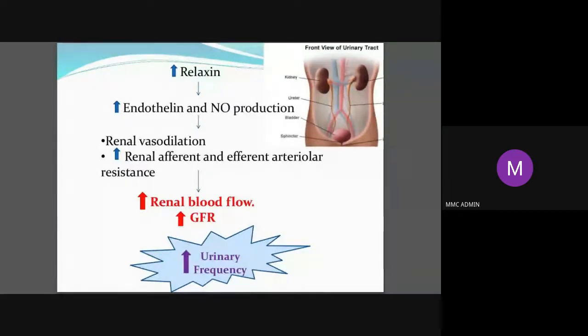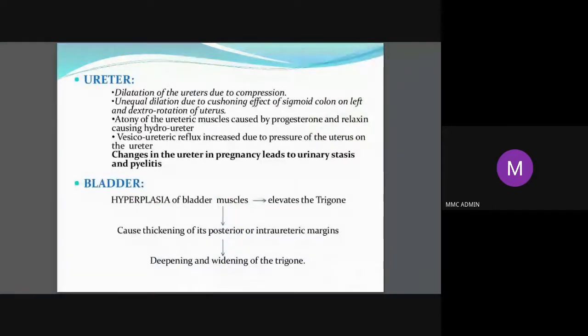Usually in the mid trimester, the patient doesn't have much of these complaints actually. Right, so the dilatation of the ureter, that's what is given there. And you know that anytime urine stasis is there, naturally it may go in for infection.